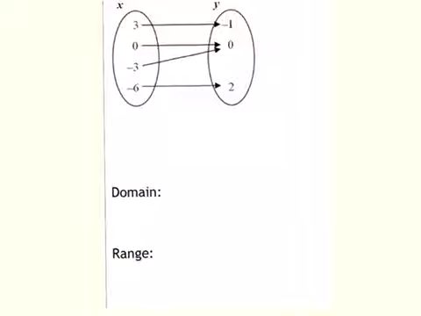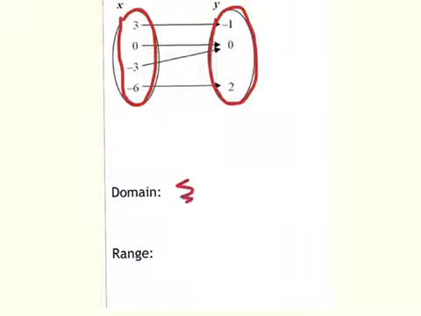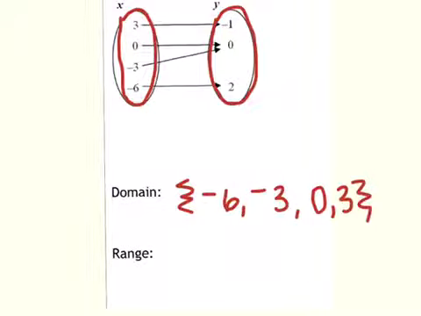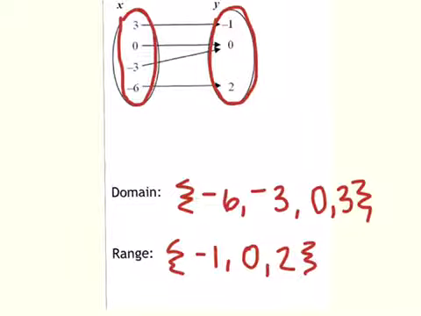This problem's a little different just because it's a diagram, but as you can see, our x values are already laid out for us, and so are our y's. So all we have to do is write them in our parentheses from least to greatest. So our x values would be -6, -3, 0, and 3. Close it out. And then our range, we're going to do the same thing: -1, 0, 2, and close it out.